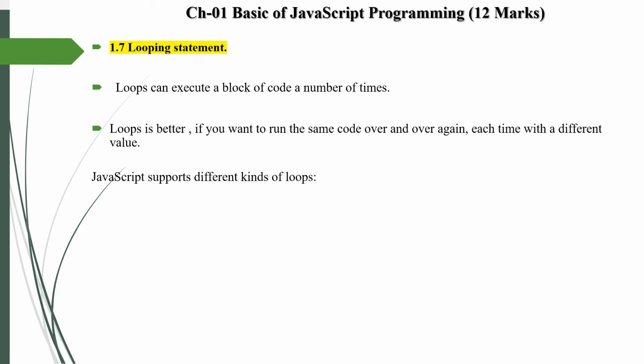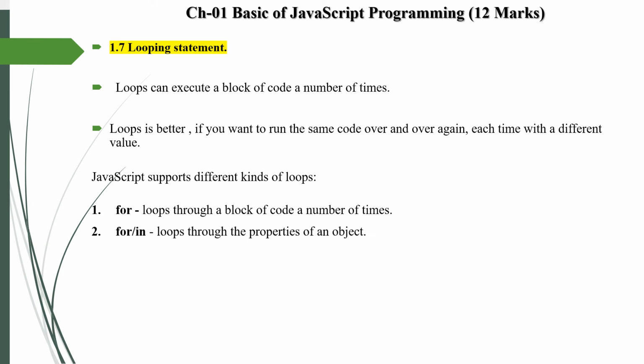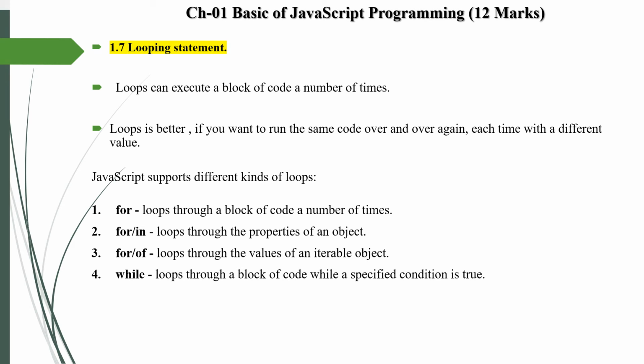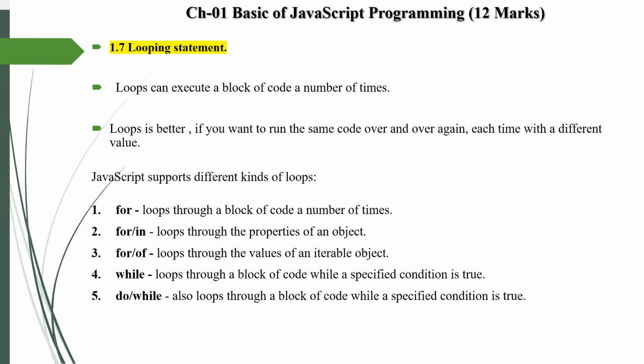JavaScript supports different kinds of loops. First is the for loop, which loops through a block of code a number of times. Second, for in loops through the properties of an object. Third, for of loops through the values of an iterable object. Fourth, while loops through a block of code while a specified condition is true. And last, do while also loops through a block of code while a specified condition is true.